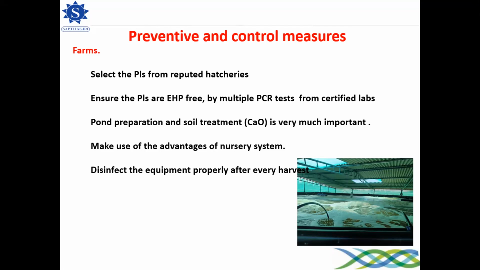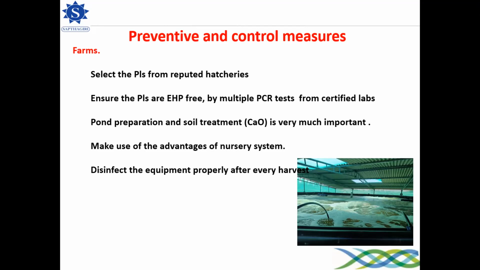So in the nursery system, it is almost 99% positive for EHP if the PL is infected at an earlier stage, which cannot be detected at the time of stocking. And after that, all the farm equipment like aerators, blowers, aero tubes, or paddle wheel aerators should be disinfected properly with the proper disinfectants.